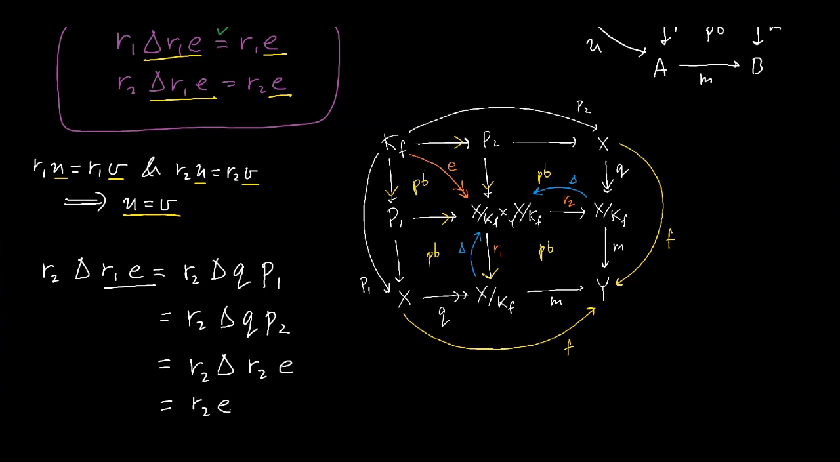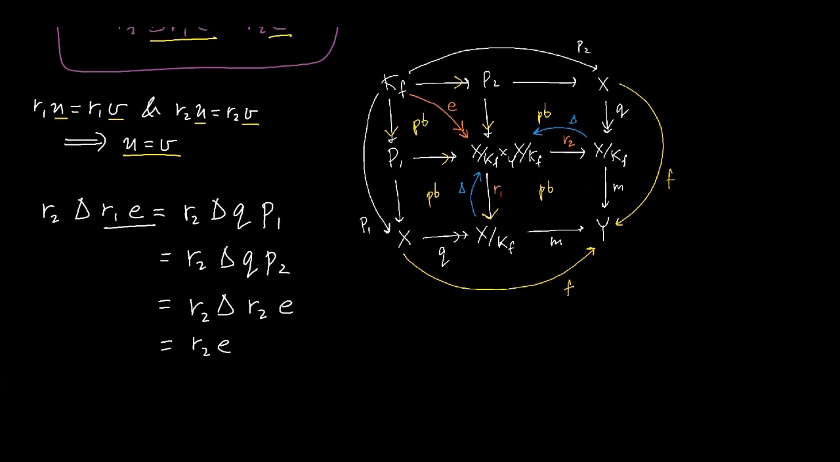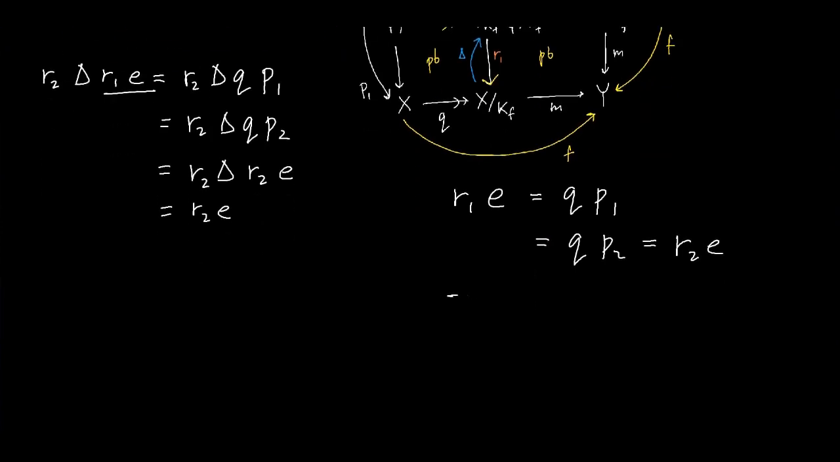Oh, we actually didn't need all of that. I don't think we needed delta. I think it's easier. Look, R1E is equal to QP1. QP1 is equal to QP2. QP2 is equal to R2E. And by the fact that E is an epimorphism, it implies that R1 equals R2. Yay!